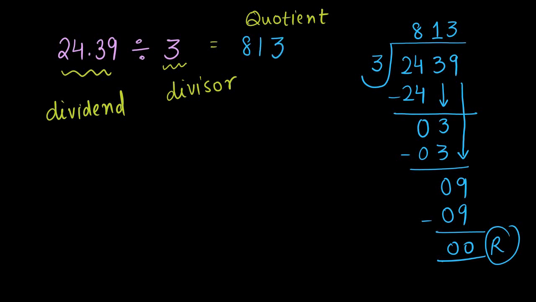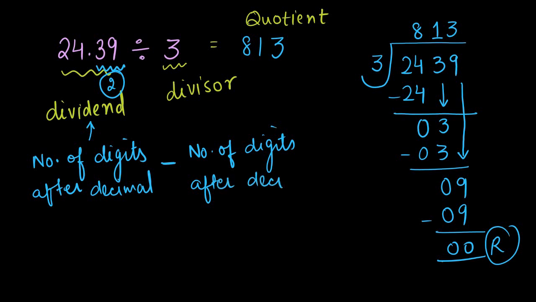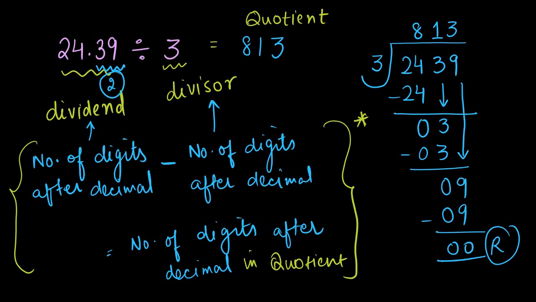Now I'm going to tell you the trick. The number of digits after the decimal in the dividend, minus the number of digits after the decimal in the divisor, is equal to the number of digits after the decimal in the quotient. So be careful, note this down and keep it somewhere important.